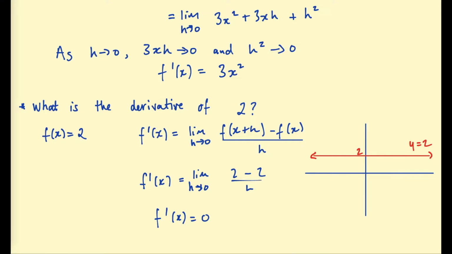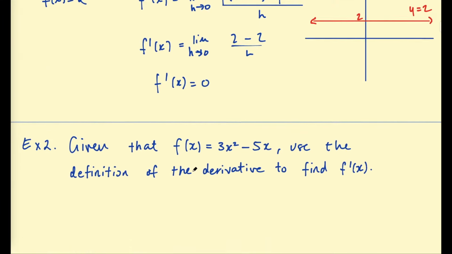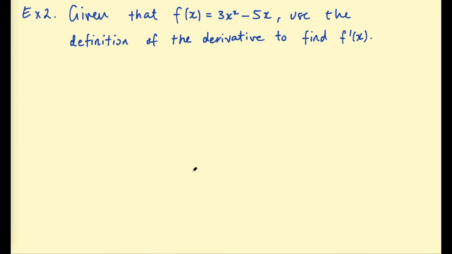And so every point on that line is at 2. And then what's the gradient of this line at every point? It's 0, right? A horizontal line has a gradient of 0. So wherever you go on that line, f dash of x, or the derivative, will be 0. Okay, so that was a quick example of what we do with constants. Let's have a look at another one.